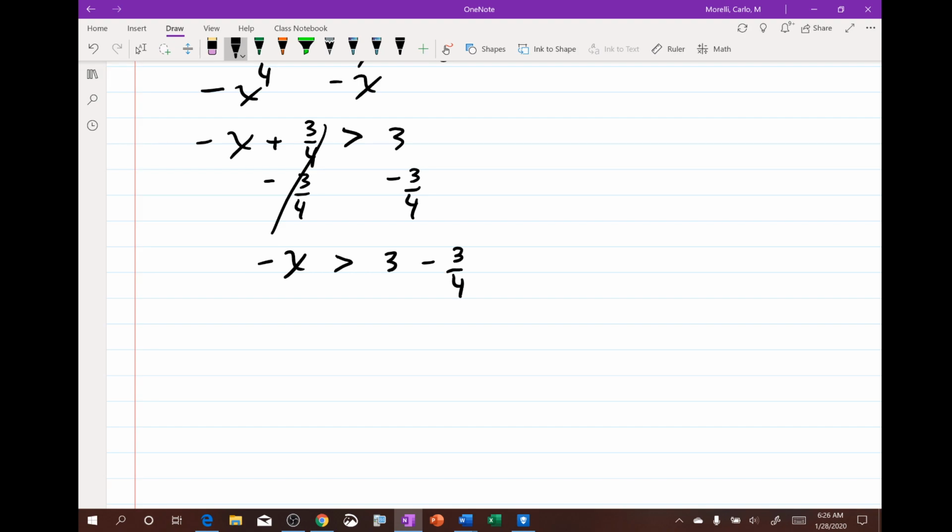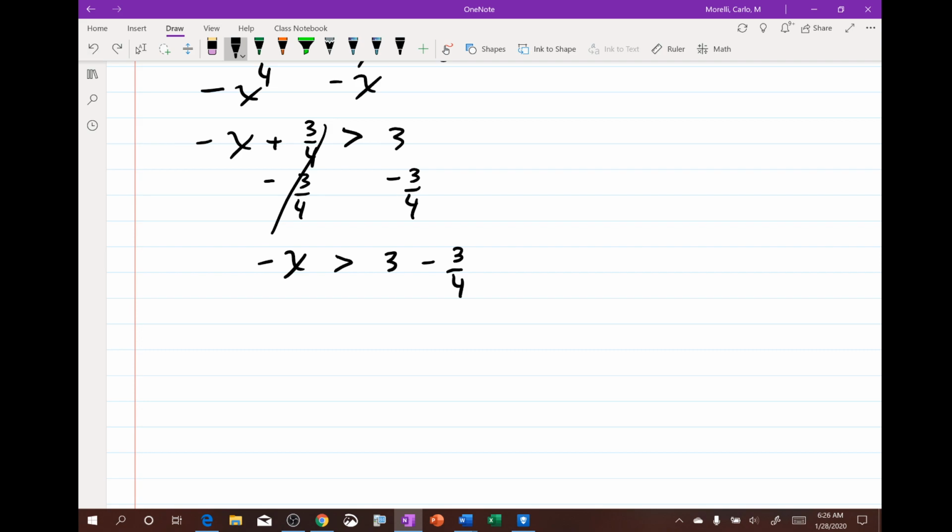Before we do anything else, let's deal with this negative symbol. If I change all the signs, I have to flip this inequality sign because we divided or multiplied by a negative number. Okay, so I'm going to go back and do that again. This is the key step where people can get really confused.